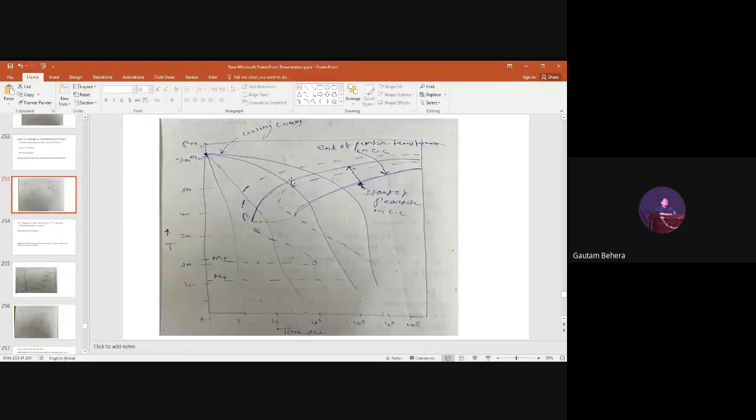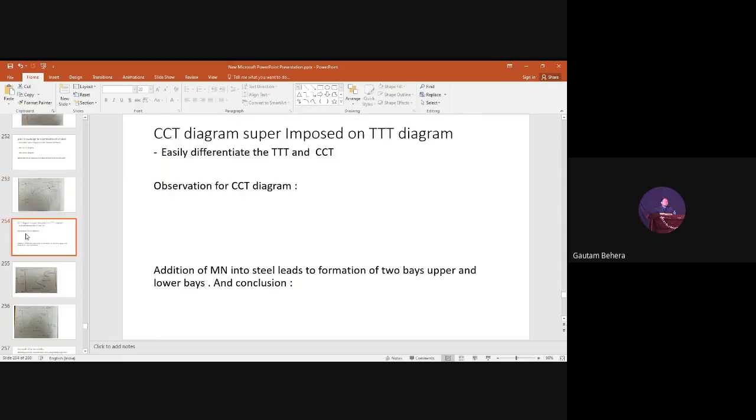So you can easily distinguish between CCT and TTT, right? There is a shifting of the CCT curve towards downward and towards rightward, because the transformation start temperature and transformation finish temperature are changing. The kinetics is changing due to the change in cooling conditions. Earlier the condition was isothermal cooling, next the condition was continuous cooling. So if there is a change in cooling conditions, obviously the kinetics will change. That's all. Next one, is the observation clear? You can write it.